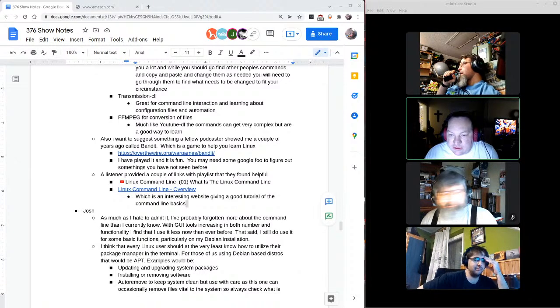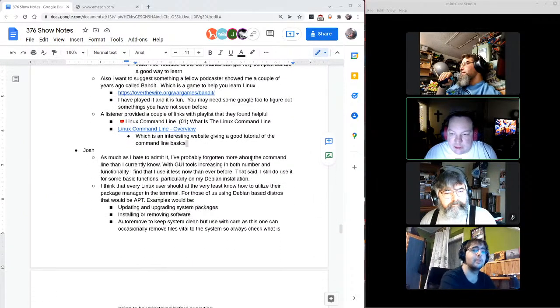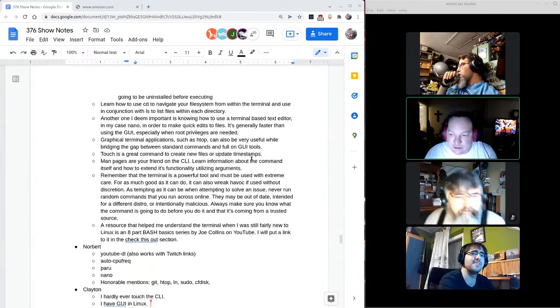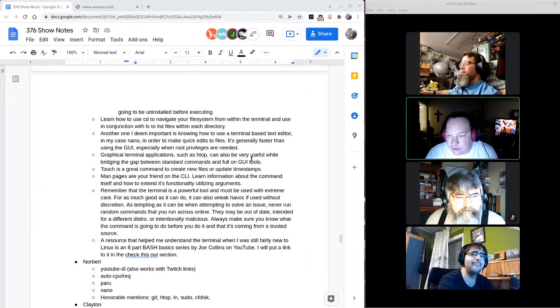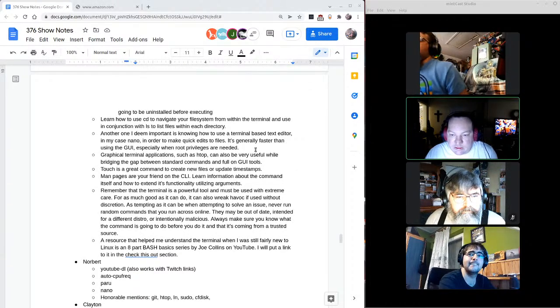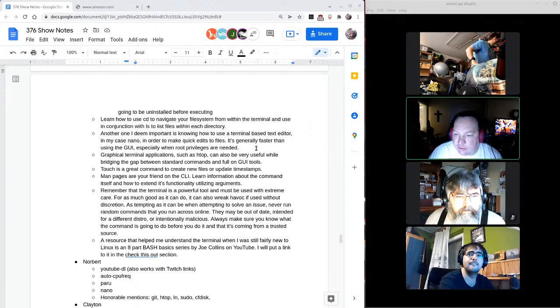Also, learn how to use cd to navigate your file system from within the terminal, and use it in conjunction with the ls command to list files from each directory. That can be very helpful and quicker than the GUI in some cases. And another one I deem important is knowing how to use a terminal-based text editor. In my case, that would be nano, in order to make quick edits to files. And again, it's generally faster than using the GUI, especially when root privileges are needed.